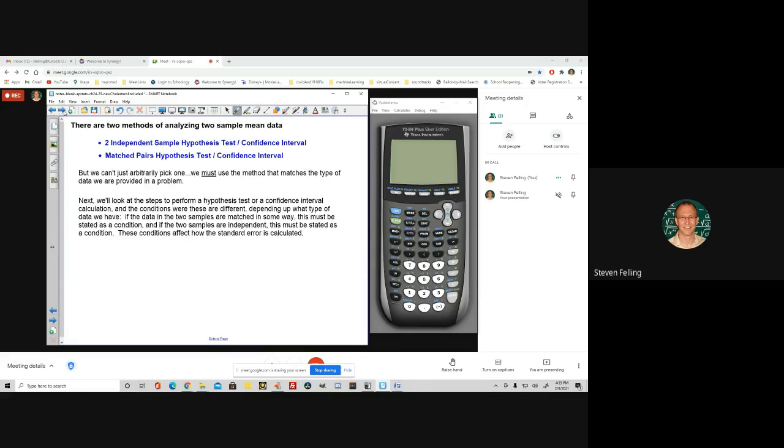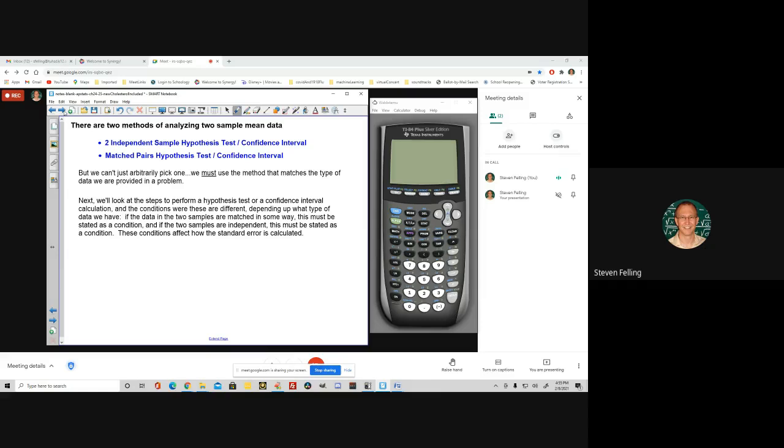Okay. A couple things to know about it. Since there's these two methods, you can't just arbitrarily pick one. If you're designing the experiment and conducting the experiment yourself, you have to decide ahead of time what you're going to do, because as you can see from the example, it changes how we conduct the experiment, right?